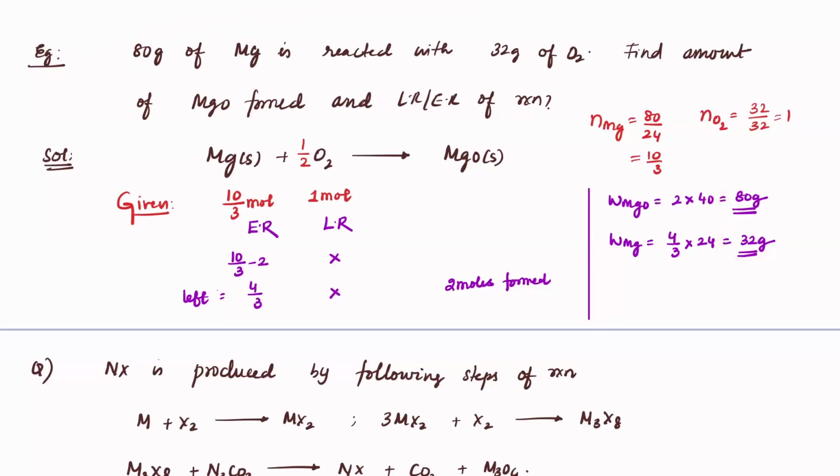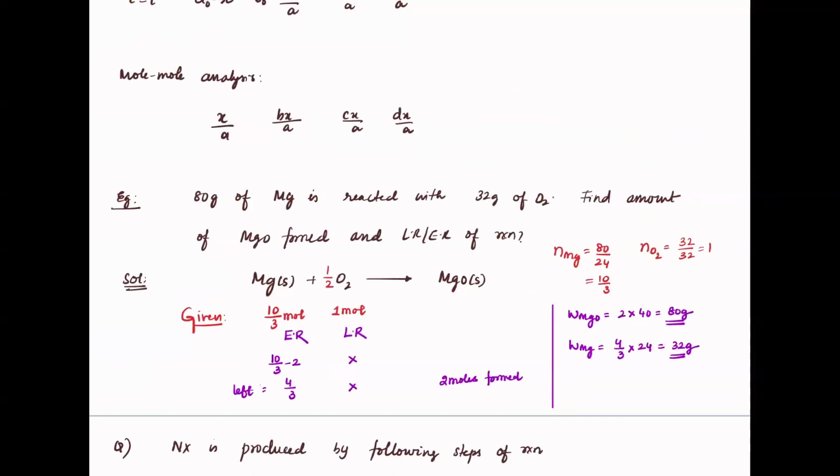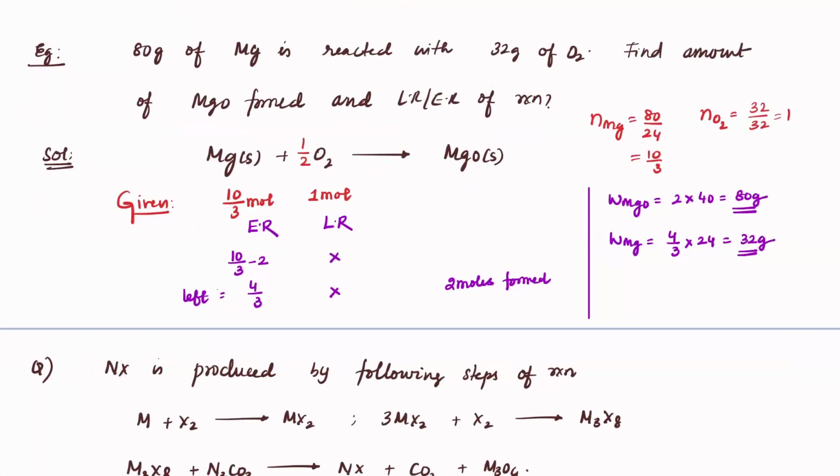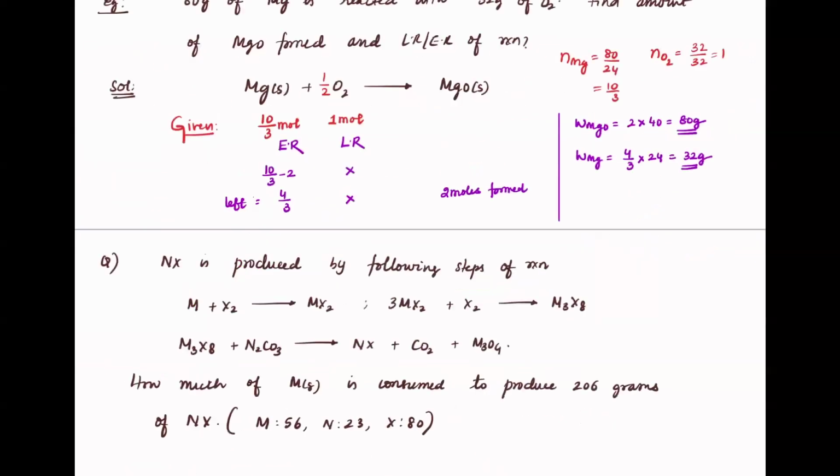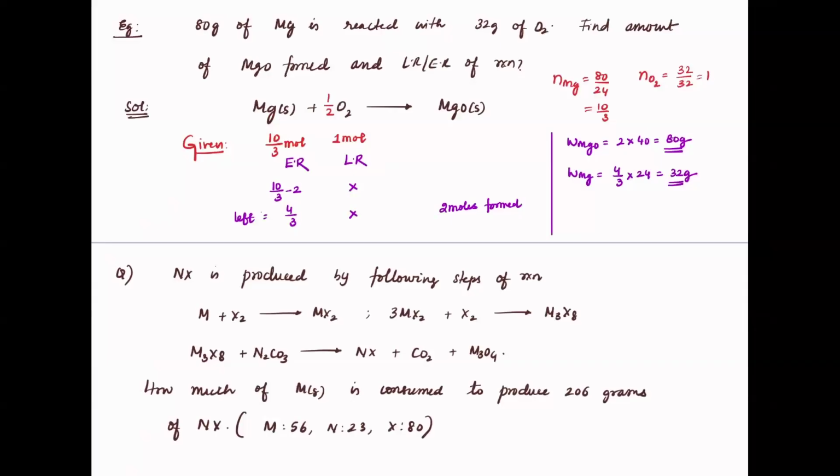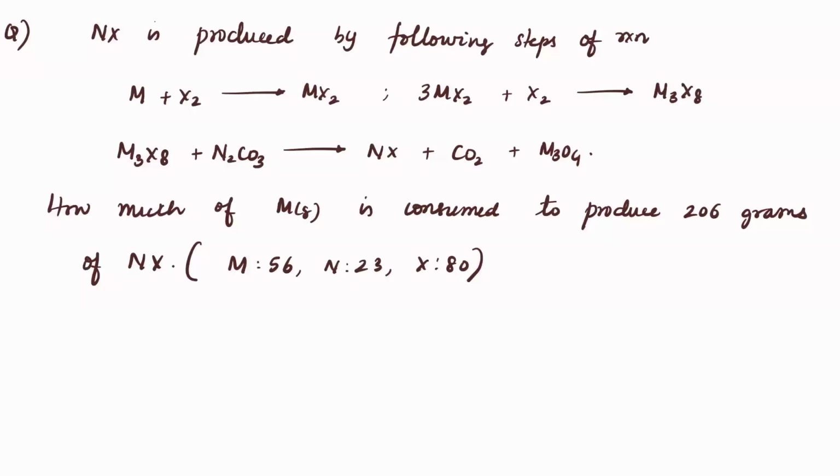So I hope you understood the logic, guys, how to use the limiting reagent. Yes, sir. Good. Apply that to this next question. Please try it out. Read it carefully. Check if the reaction is balanced or not. And based on that, you have to figure out what is the value of M. Make sure that you balance the equation here.